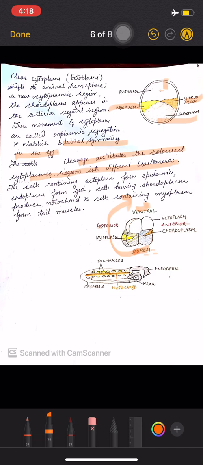So the cells containing the ectoplasm will form the epidermis, and the cells containing the endoplasm will form the gut, and the cells having chordoplasm will produce the notochord, and the cells containing myoplasm will form the tail muscle. So here you can see in this diagram tail muscles, notochord, epidermis, endoderm. So this is how the ooplasmic determinants determine how the different parts of the body are developed from different blastomeres.